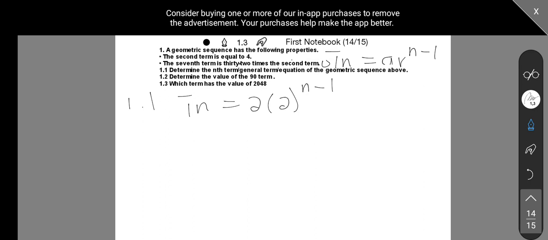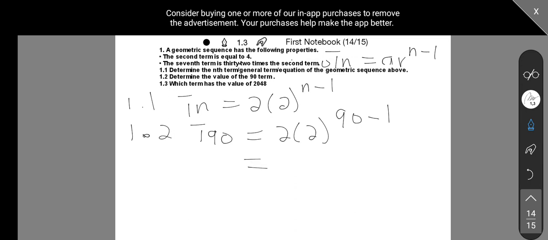Then 1.2 says, determine the value of the 90th term. This means we are looking for T90. We are looking for the value. This means we are going to plug 90 where we see n, since we are given the position this time. Then T90 is equal to 2 multiplied by 2 to the power of 90 minus 1.